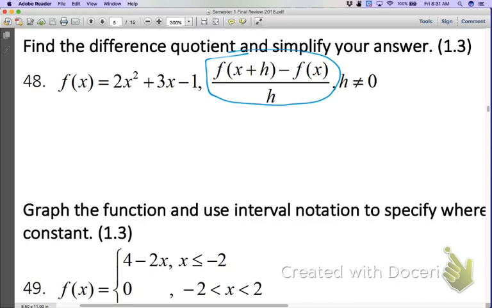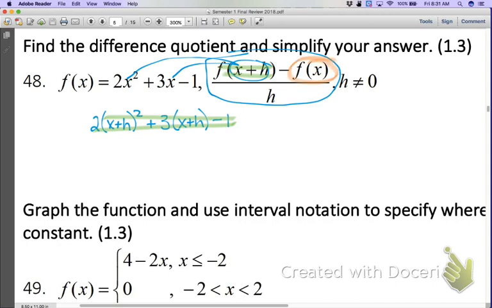So if I have f of x plus h, basically what that means is every time there is an x, I'm going to plug in x plus h here and here. So I'm going to have 2 times x plus h squared plus 3 times x plus h minus 1. So there's the first part. Okay, that's right here.